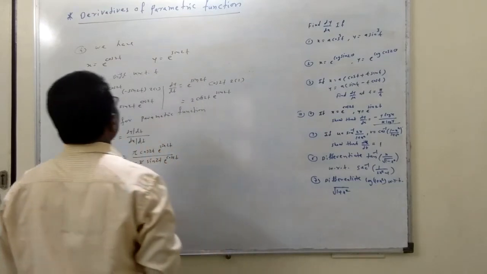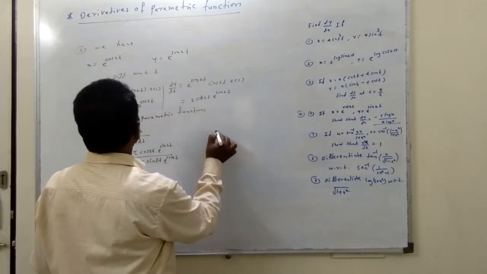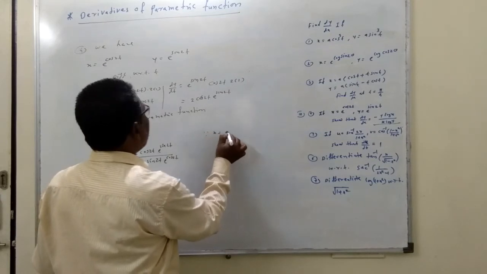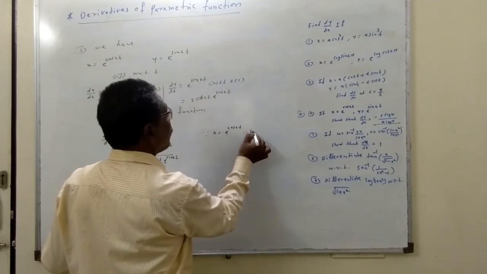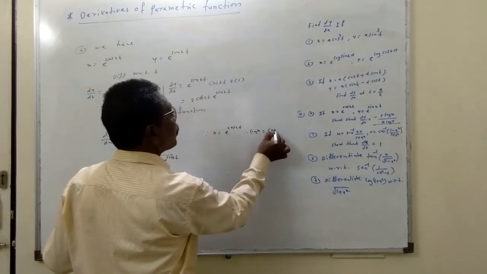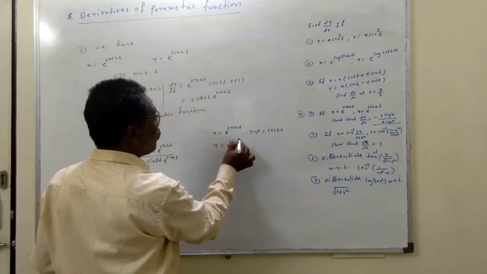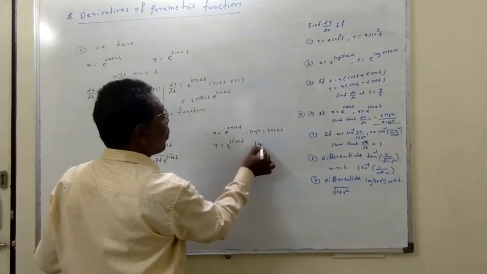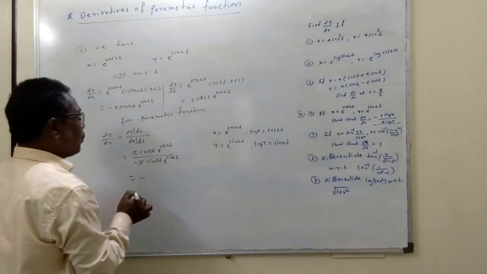So we want to eliminate the t. Since x is equal to e raised to cos 2t, therefore log x is equal to cos 2t. And y is equal to e raised to sin 2t, therefore log y is equal to sin 2t. So we will introduce these values.